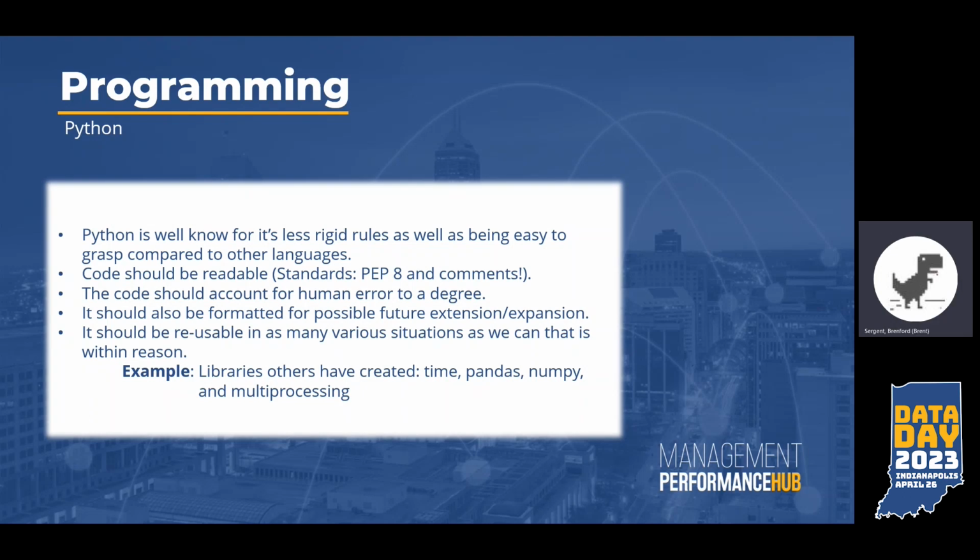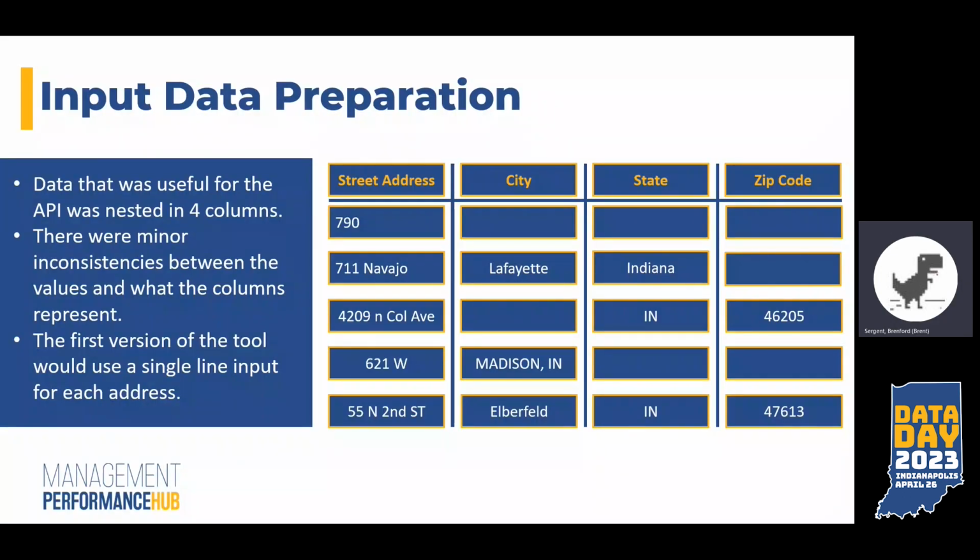The original data set that I was given for this application was formatted with 4 columns, being the street address, city, state, and zip code columns like you see here. Not all the cells were filled out in every column. Some of this information wasn't complete. Some columns contain data that it really shouldn't have.